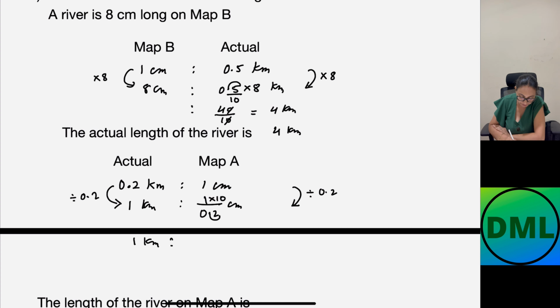I have to solve it for 4 kilometers. How are we going to reach from 1 to 4? Multiplied by 4. This will be the same as multiplied by 4 on the right hand side. 5 times 4. Your ratio is 20 centimeter. This shows you that the length of the river on the map A is 20 centimeter.